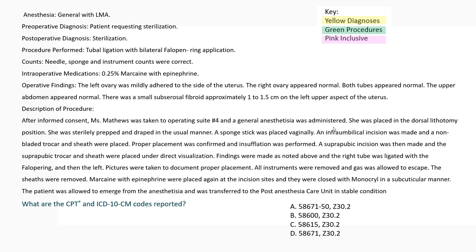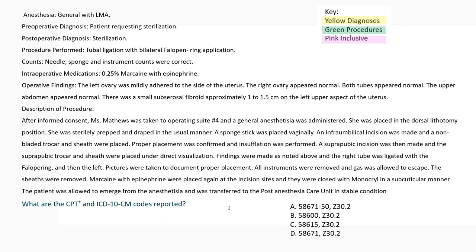Operative findings, the left ovary was mildly adhered to the side of the uterus. The right ovary appeared normal. Both tubes appeared normal. The upper abdomen appeared normal. There was a small subserosal fibroid approximately 1 to 1.5 centimeter on the left upper aspect of the uterus.